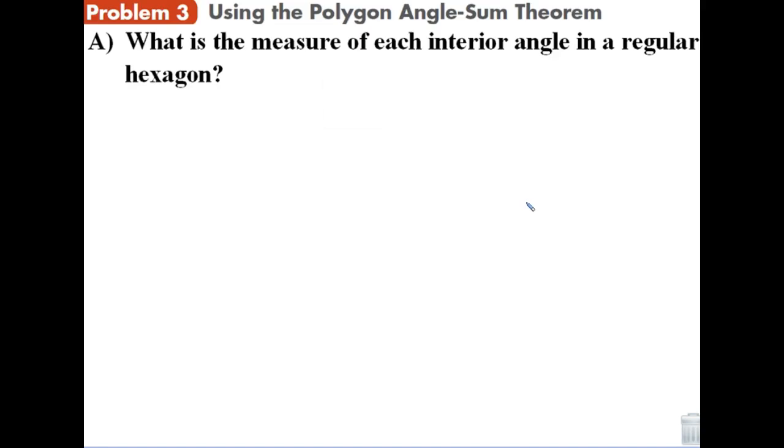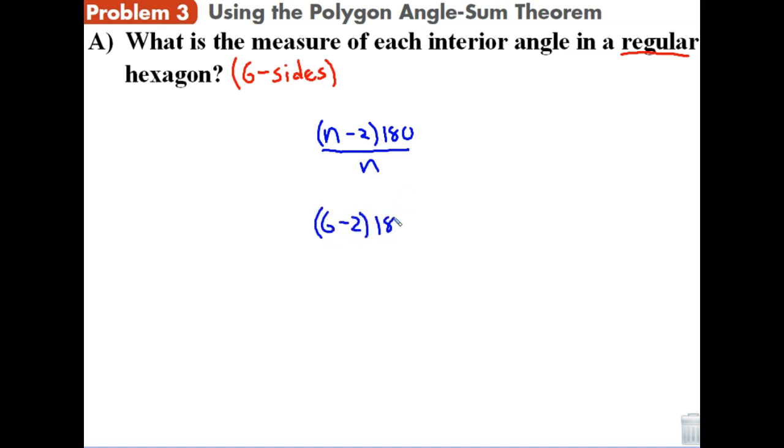Problem 3, part A asks, what's the measure of each interior angle in a regular hexagon? First off, hexagon, remember that's 6 sides. And since we're talking about a regular shape, our formula applies. Again, it's n minus 2 times 180 over n. So here we'll go 6 minus 2 times 180. That's going to give us 720 degrees.